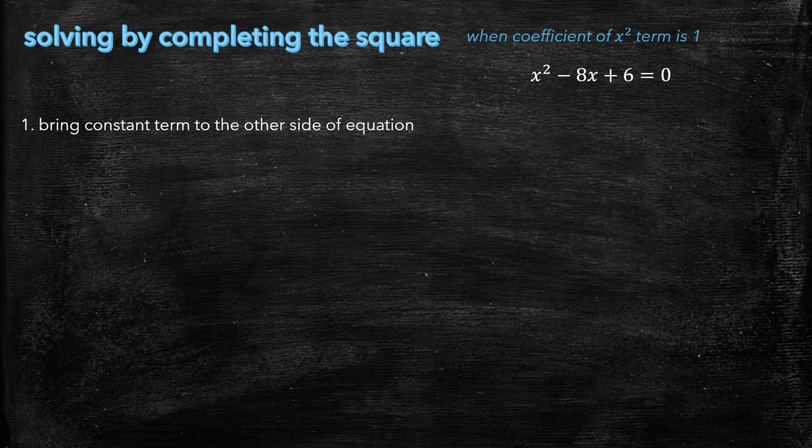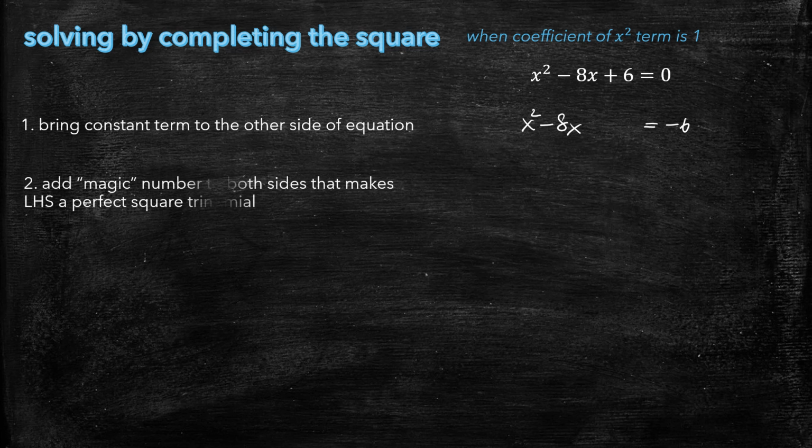So the first step is to bring the constant term to the other side. So that would put negative 6 over there. The second step: now we're in the situation of the warm-up slide before, where we have to think about what is the magic number that we add to both sides to make a perfect square trinomial on the left side. And if we recall, we take half the middle term, so half of negative 8 is negative 4, square it, and that gives us positive 16, and I would add 16 to both sides.